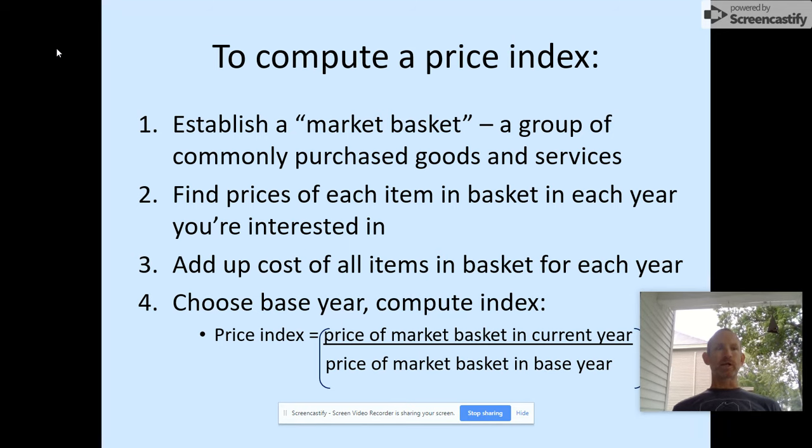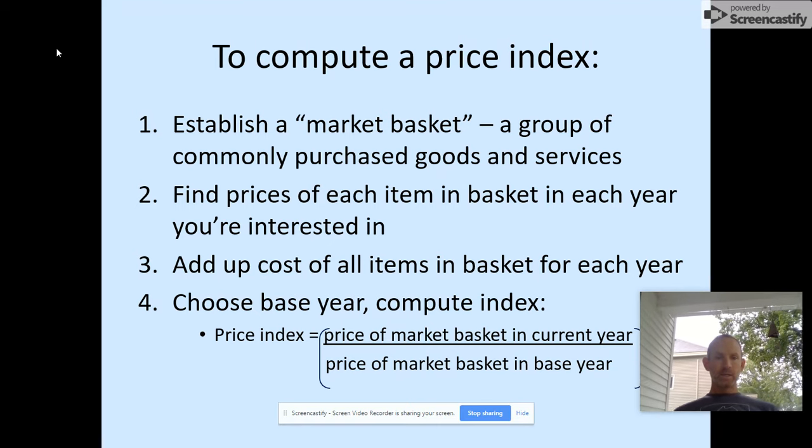They create what's called a market basket, which means they take a sampling of the things that are commonly bought by most people out there. Commonly purchased goods and services. They look at the price of each of those items in each year. They track the prices of all those things throughout the year, add up the cost of the entire market basket and look at how it changes from year to year.